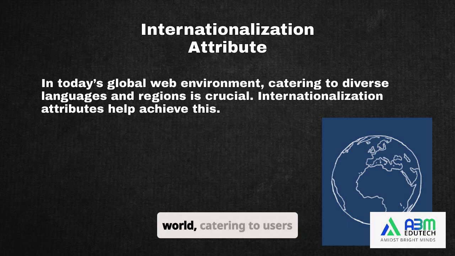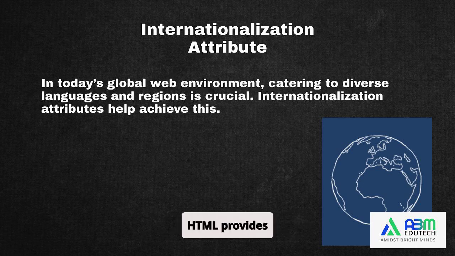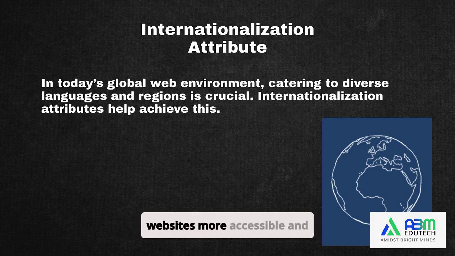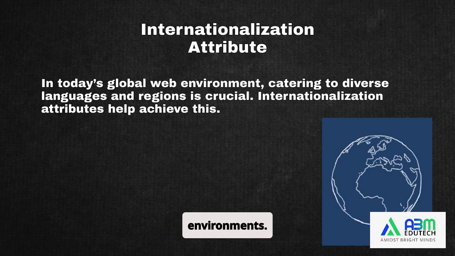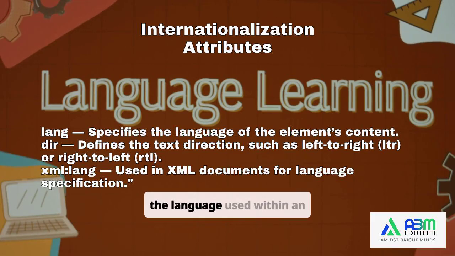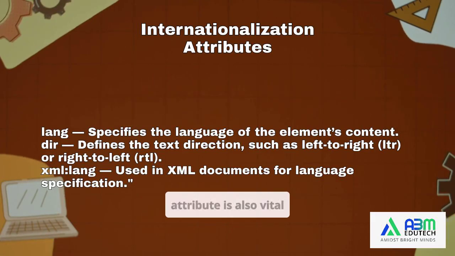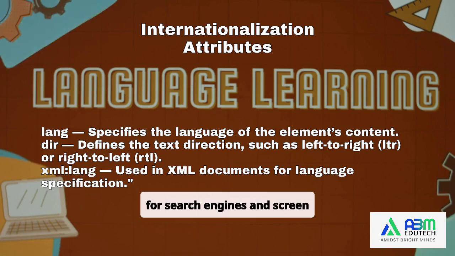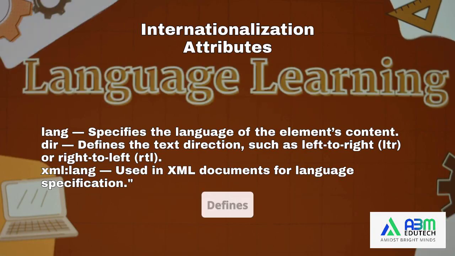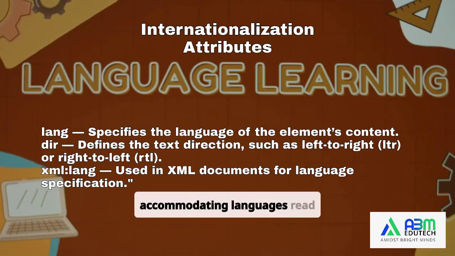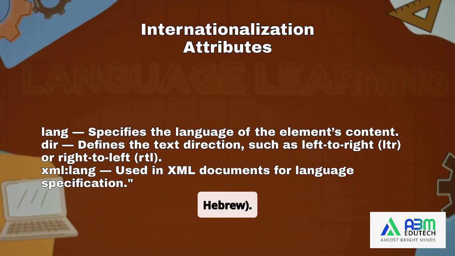In today's interconnected world, catering to users who speak different languages and follow diverse cultural conventions is essential. HTML provides internationalization attributes to make websites more accessible and adaptable. These attributes ensure content can be correctly presented in multilingual environments. Here are the key attributes. Lang specifies the language used within an element. This attribute is also vital for search engines and screen readers to detect the language. Dir defines text direction, accommodating languages read right to left, like Arabic or Hebrew.